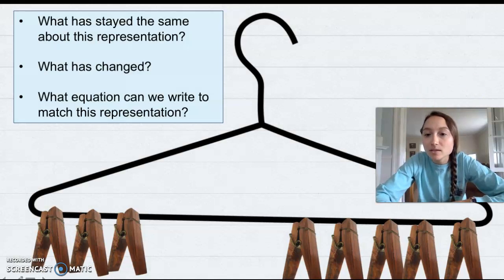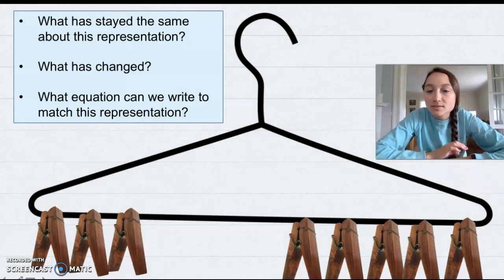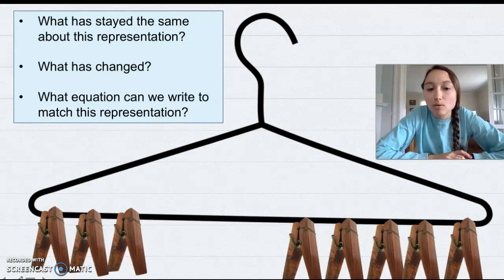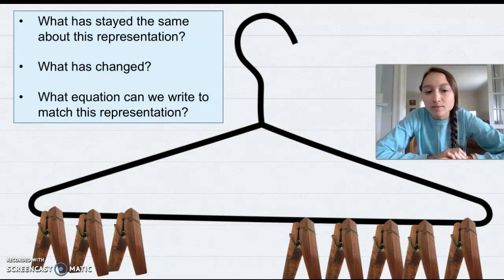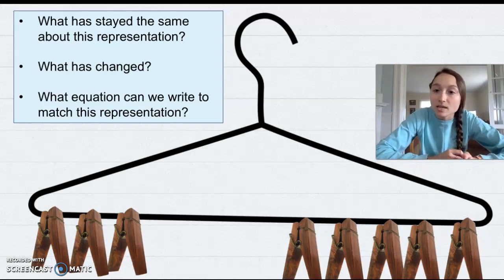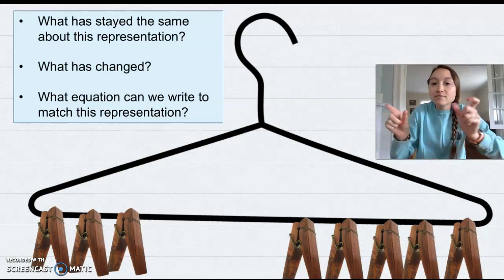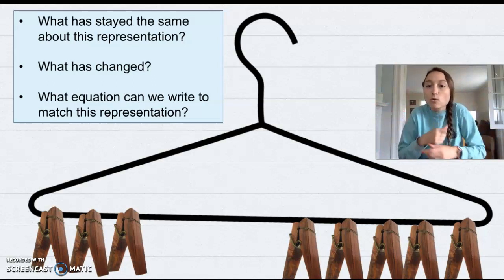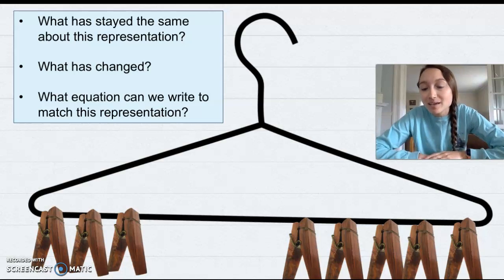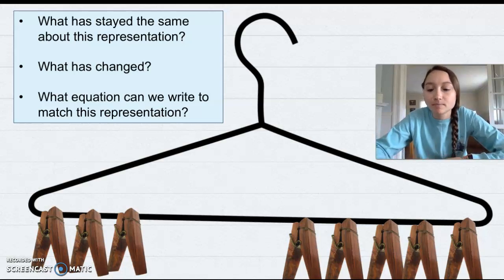Okay, same thing like we did with 2 plus 3. Let's look at this clothes hanger. What do you notice is the same? What has changed? Tell someone at home. Okay, you might have noticed that there are still 8 clothespins altogether. We still have a group of 3 and a group of 5. They've just changed places or turned around. That's where we get the name turnaround fact.